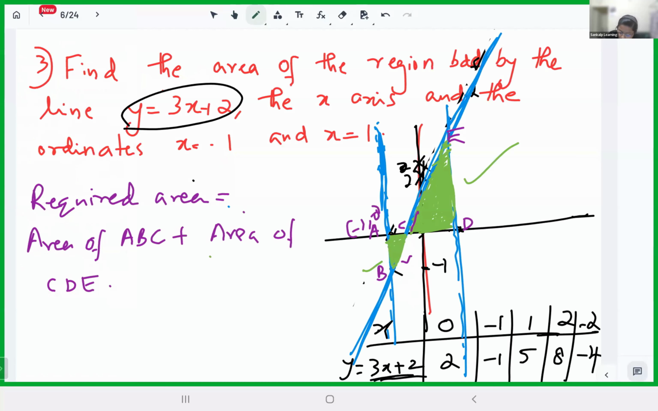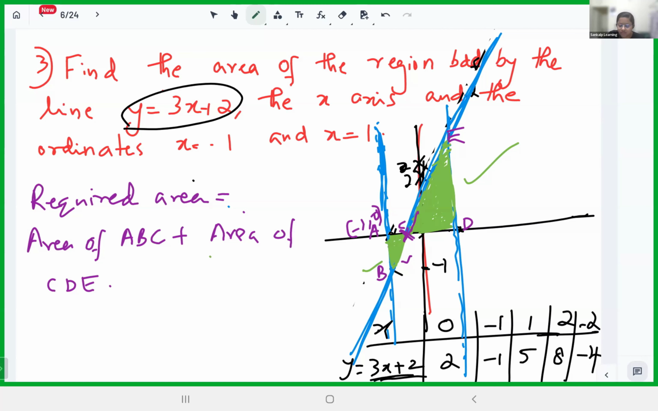And what about the point C? We don't know the coordinate of C, right? So first we need to find the coordinate of C. Then only we can find the variation of x, that is, x is varying from minus 1 to where? We need to know what point C is.